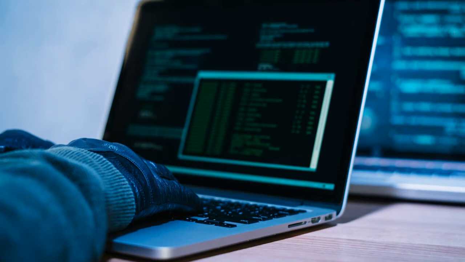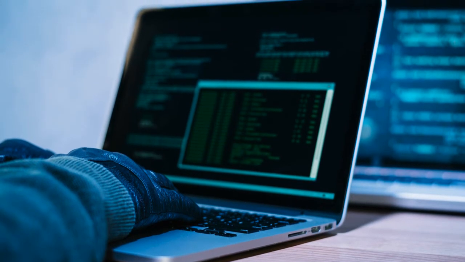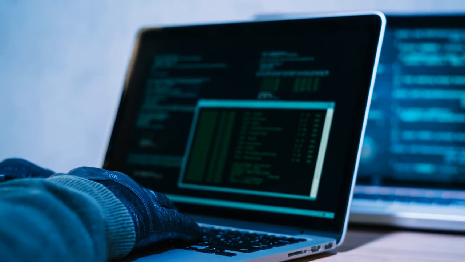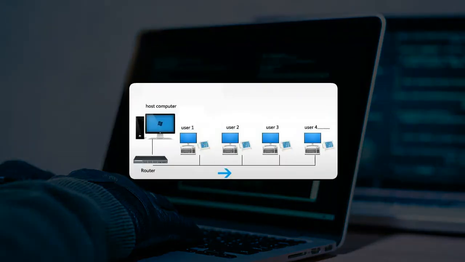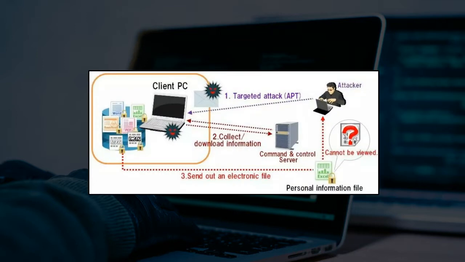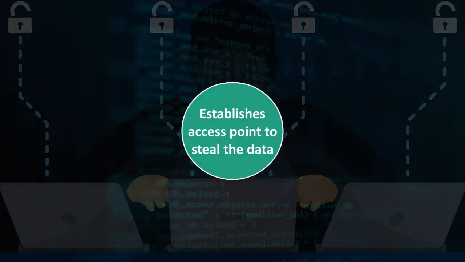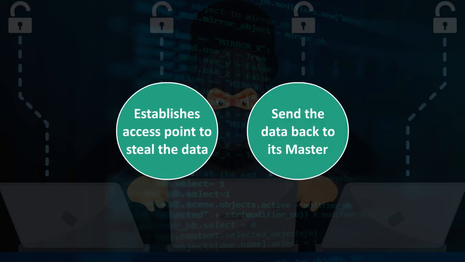The attacker lies low for some time to avoid detection. The target computer works as the launchpad for this attack and remains on the lookout to attack the host network from inside, and thus APT ultimately compromises the entire network of the organization. It deploys additional tools to fulfill its goal of extracting data. On identifying the desired data, it establishes an access point to steal the data. The attacker begins to send the data back to its master.